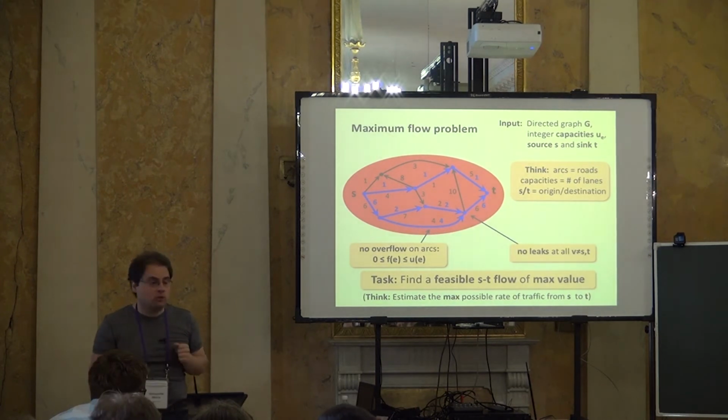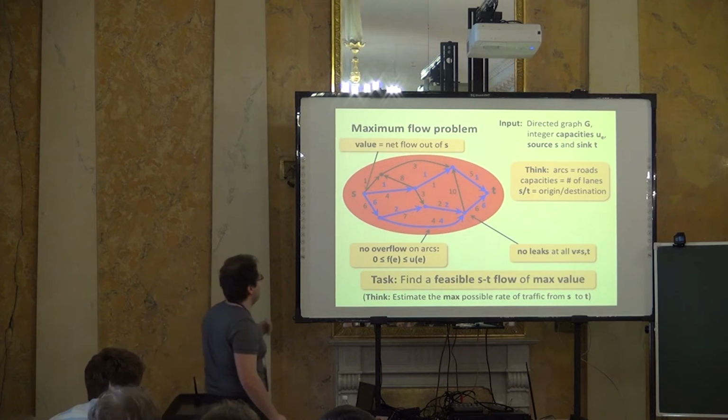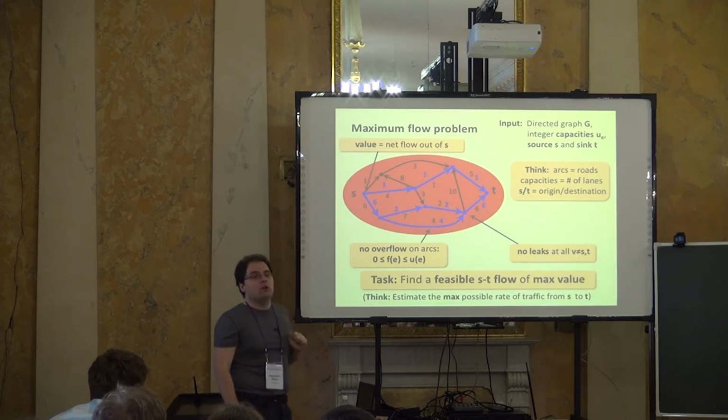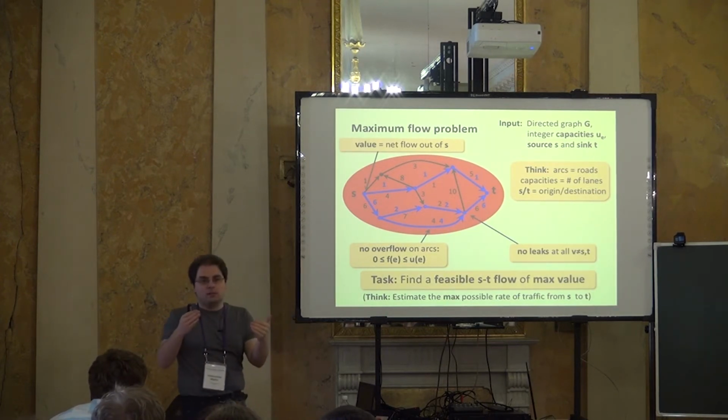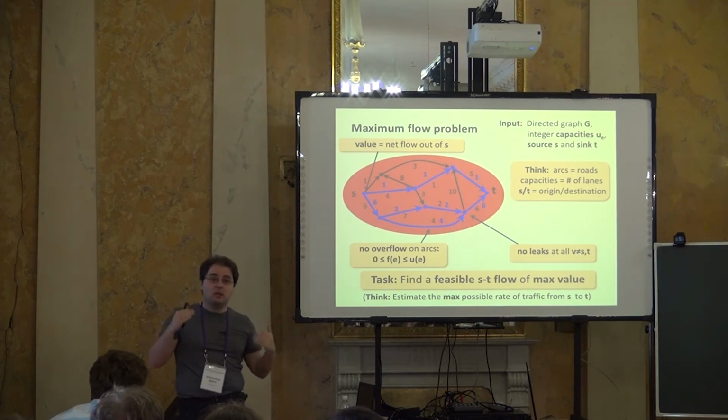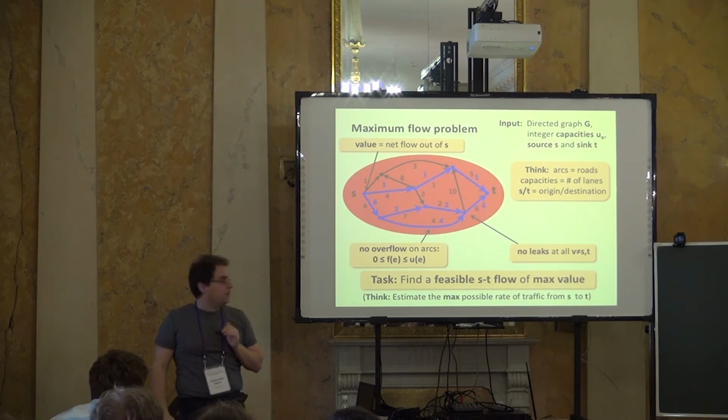Now, among all these flows, what do you try to maximize? Well, you try to maximize the value of the flow, meaning the net flow out of s, which is equal to the net flow into t. So essentially the amount of stuff that you send from s to t while satisfying capacity constraints. Okay? So that's the problem.